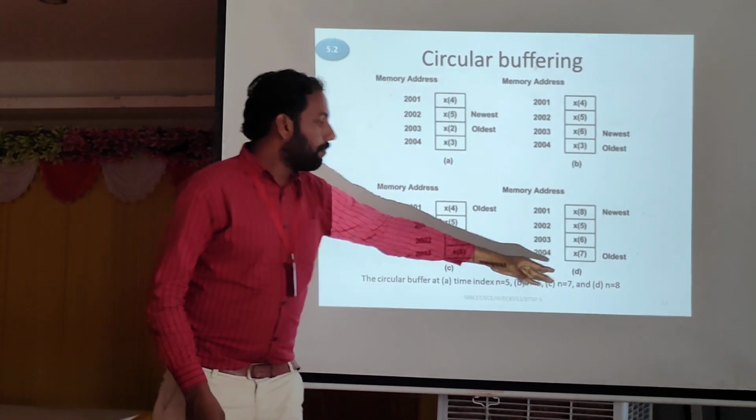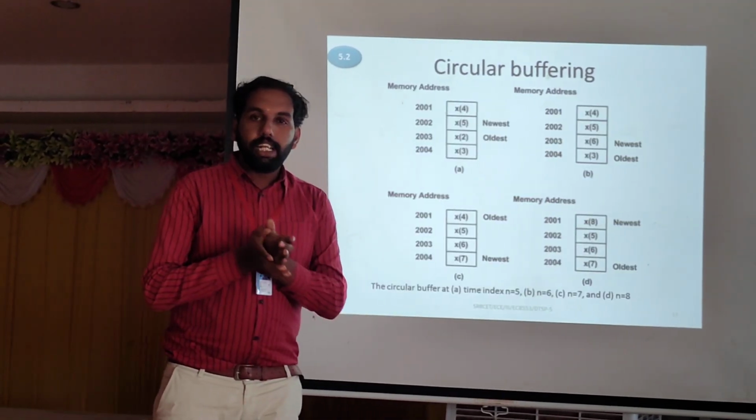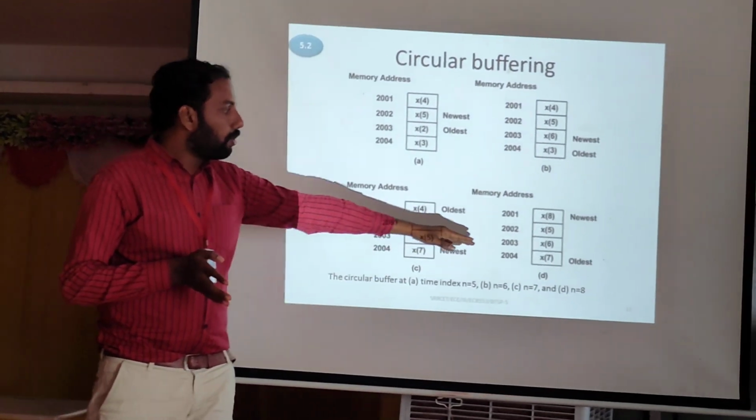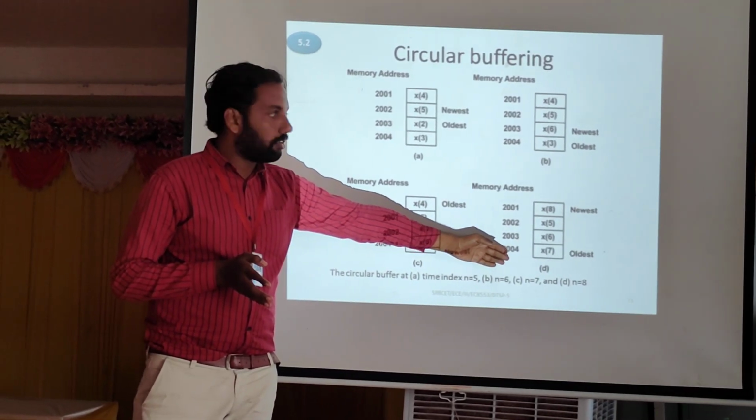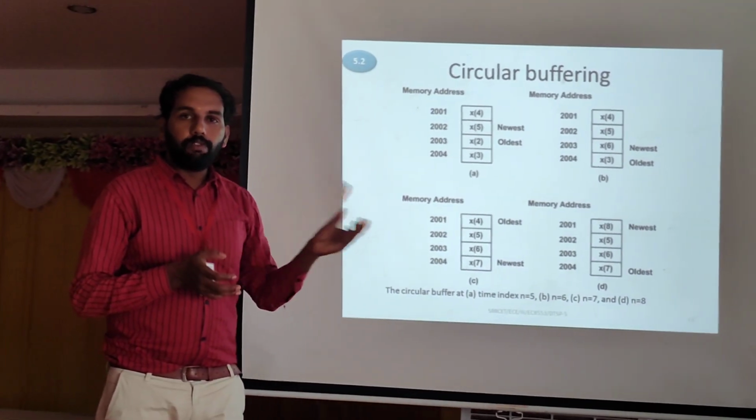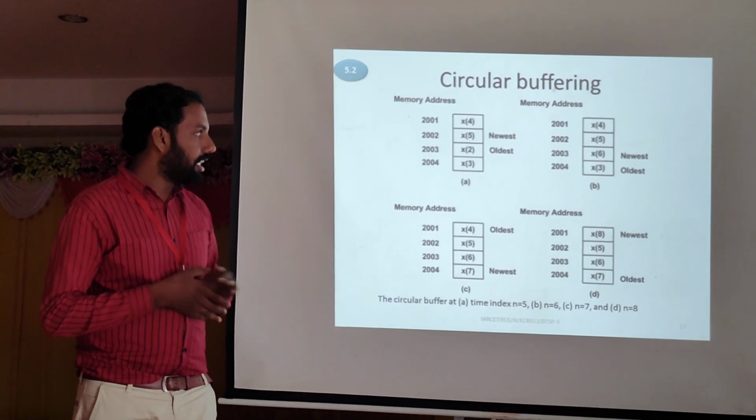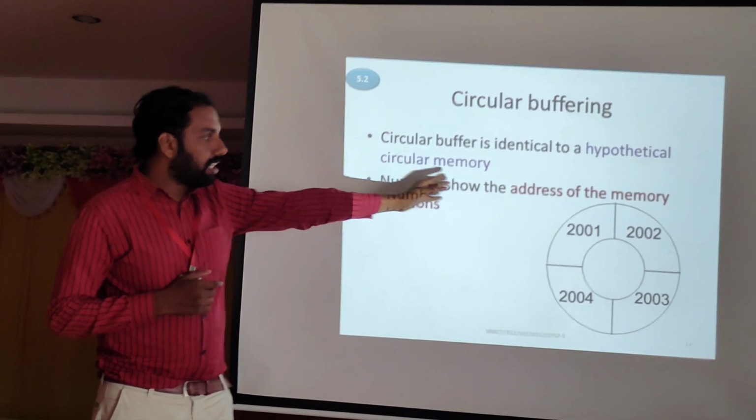And last diagram, n equal to 8. So the 8 will enter into the stack. The oldest data, called 7, and the data 4 will be gone out from the stack. Next, the circular buffering will be an example.